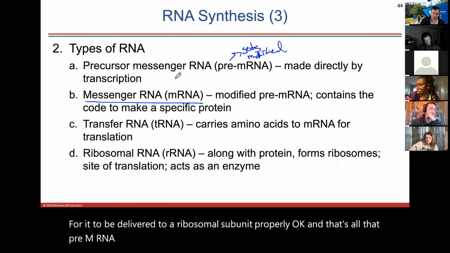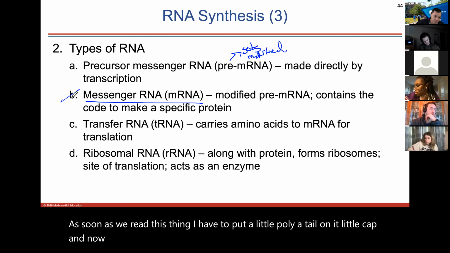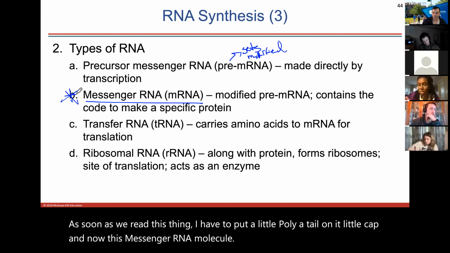So as soon as we read this thing, I have to put a little poly A tail on it, a little cap, and now this messenger RNA molecule leaves.